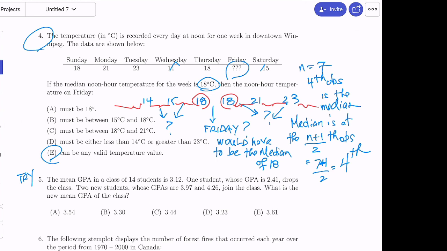Okay, I'm back. So a mean GPA in a class of 14 is 3.12. One student whose GPA is 2.41 drops the class. Two new students whose GPAs are 3.97 and 4.26 join the class. What's the new mean GPA?